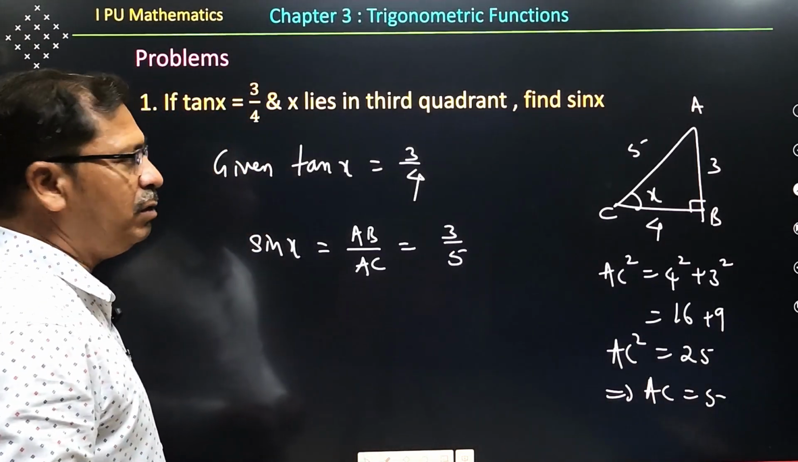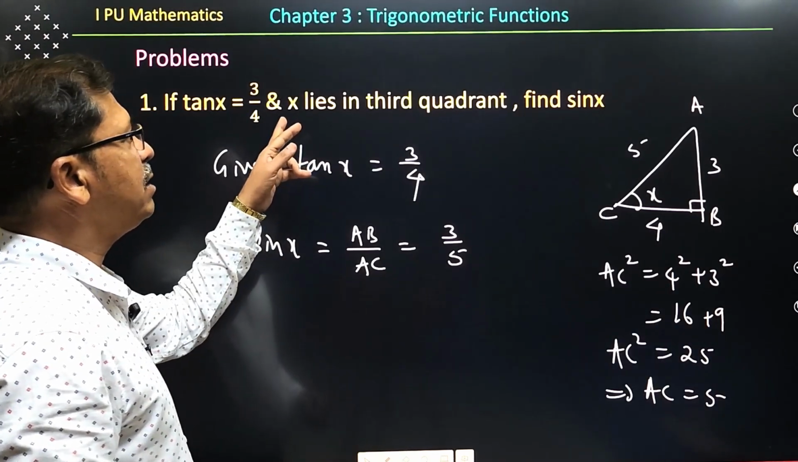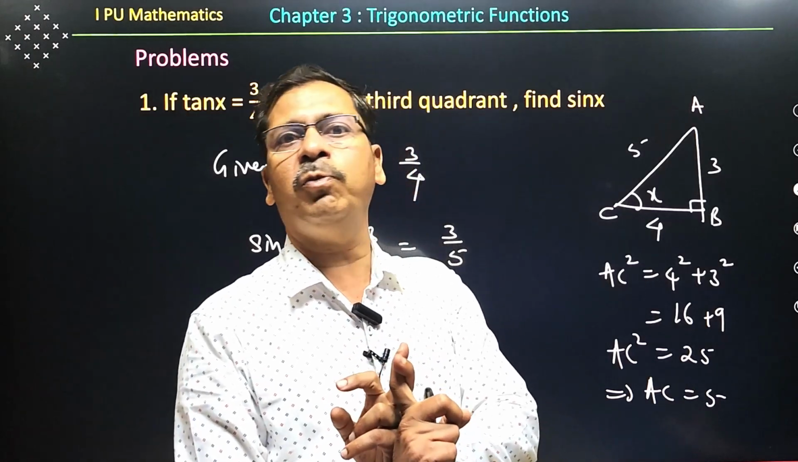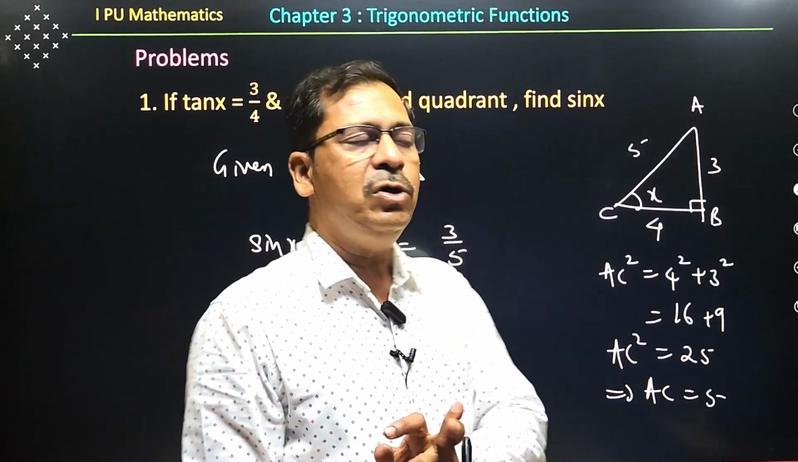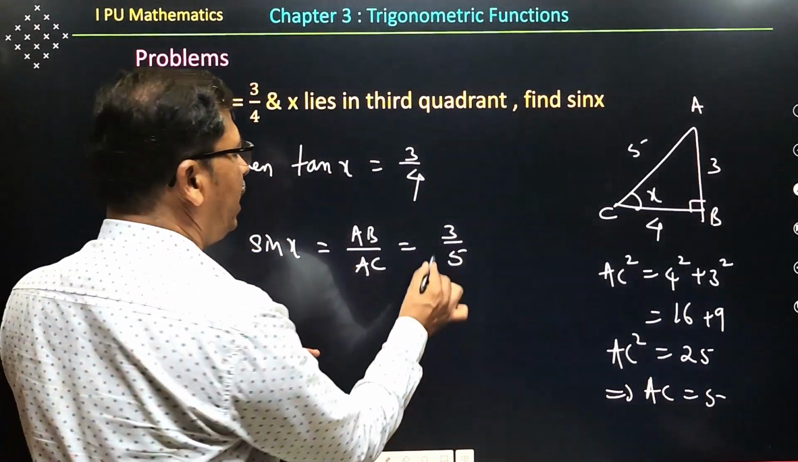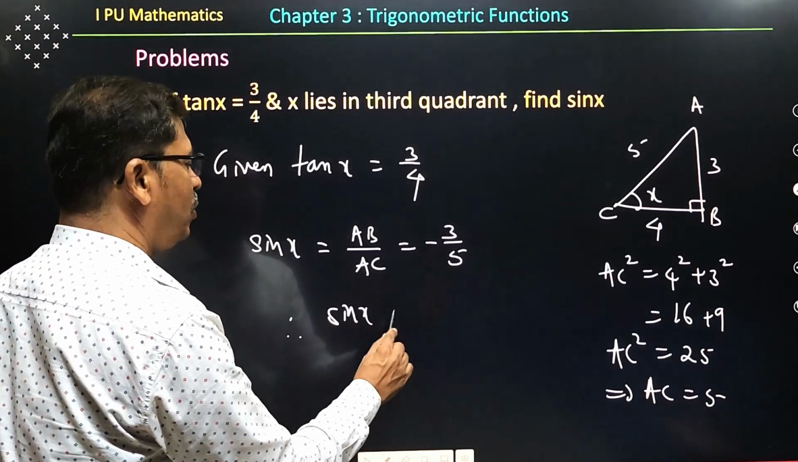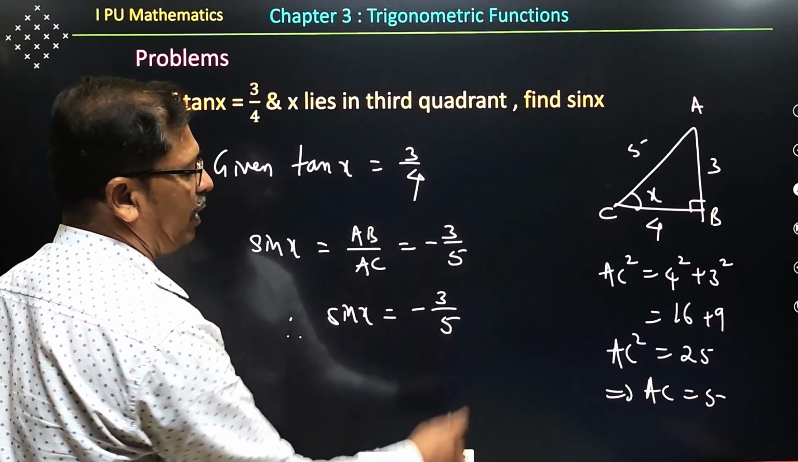But a very important thing is, where does x lie here? X lies in the third quadrant. In the third quadrant, tan and cot are positive, the remaining are negative. So you need to apply a negative sign here. Therefore, your answer is sin x equal to minus 3 divided by 5.